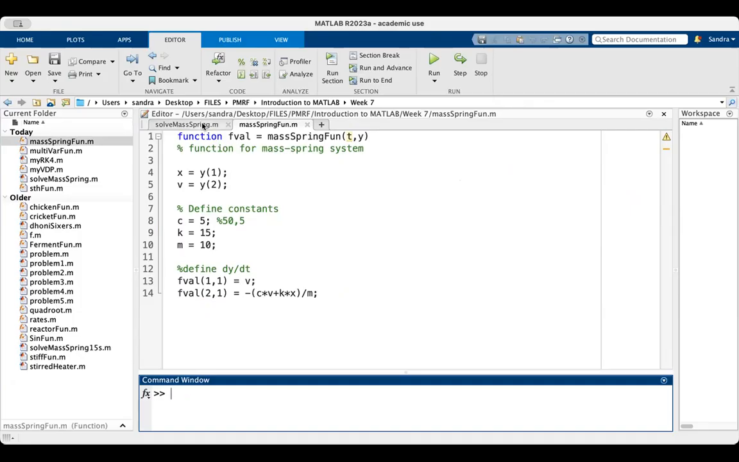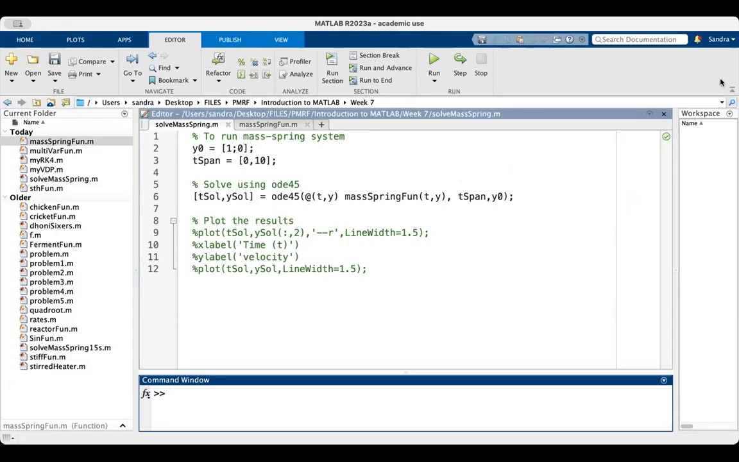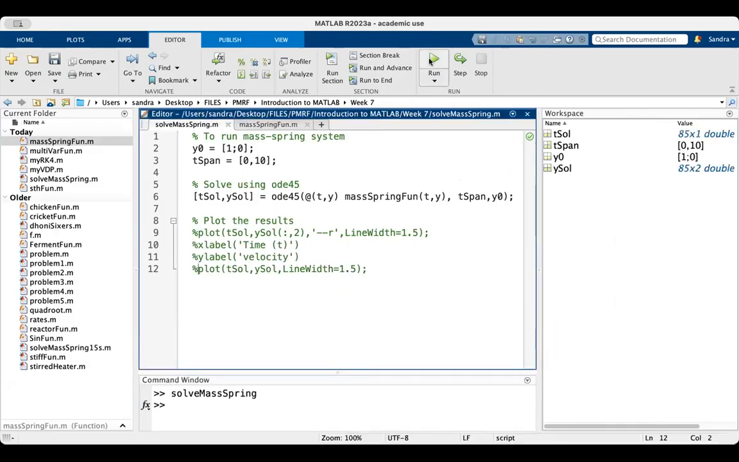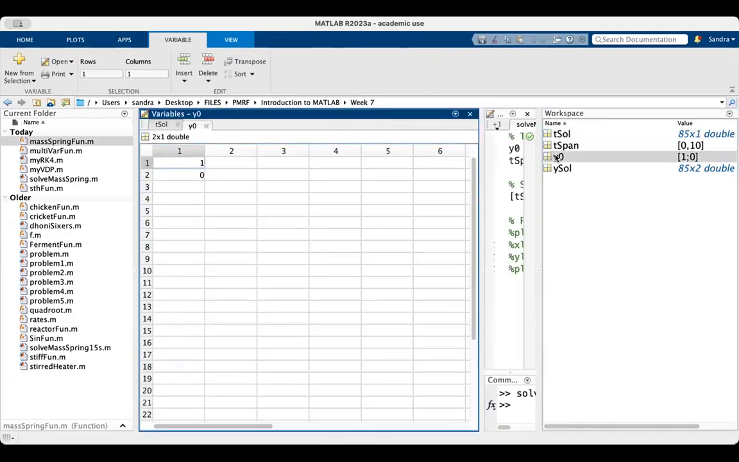Now you go back to the ODE solver. It calls in this function. So first let us just run this, and I am commenting this out right now. First, let us see what is happening when we run this. You can see the answers in t-solve and y-solve. So this is your initial condition: initially it is 1 and 0.